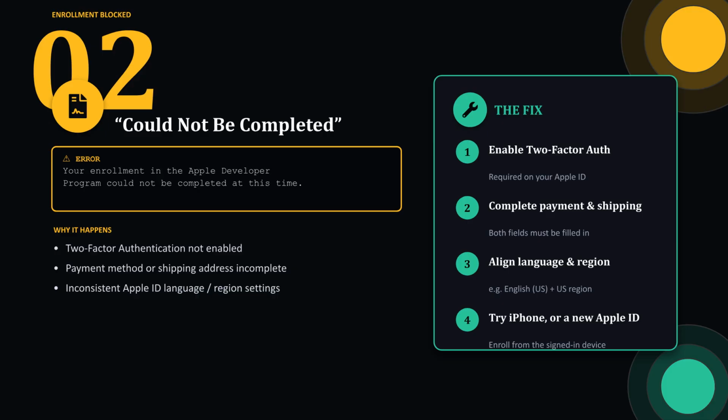Error 2. Your enrollment could not be completed at this time. Next, "Your enrollment in the Apple Developer Program could not be completed at this time." This one's a bit different. First, the basics. Make sure two-factor authentication is on, and that your payment method and shipping address are both fully filled in. If that doesn't work, align your Apple ID language and region. Switching to English US with a US region has cleared this for many developers.